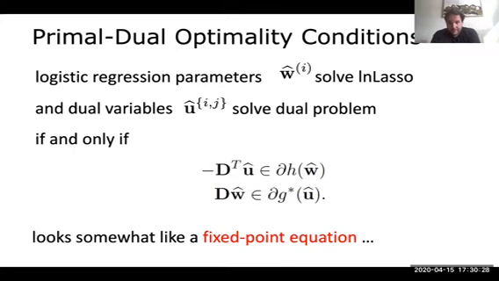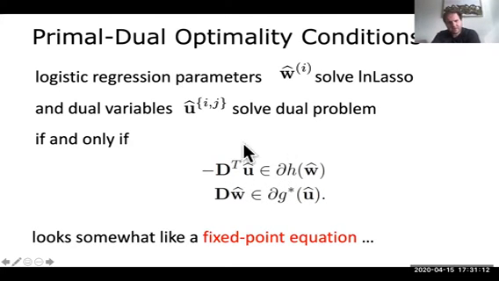Now one of the basic results in convex duality is a neat characterization of the solutions to the primal and dual problem. Parameter vectors solve the primal problem, the logistic network lasso, and dual variables solve the dual problem if and only if these two inclusions or conditions are satisfied. So any pair of weight vectors for the nodes and parameter vectors for the edges which solve the primal and the dual problem must satisfy these two coupled conditions.